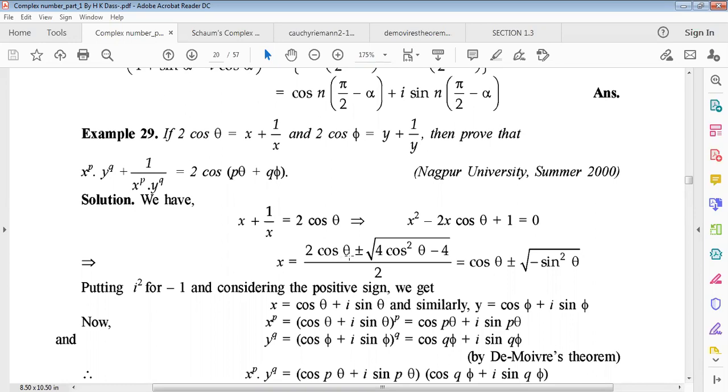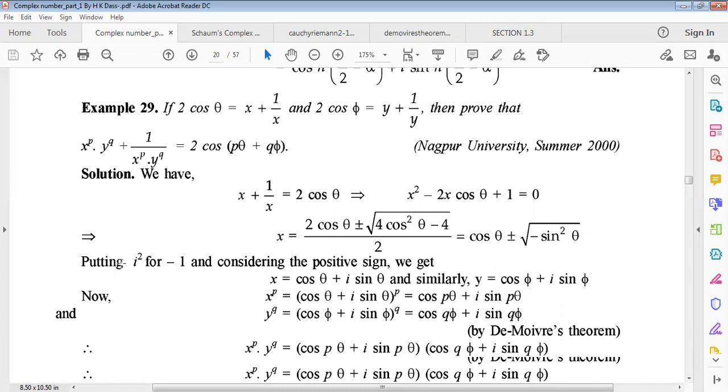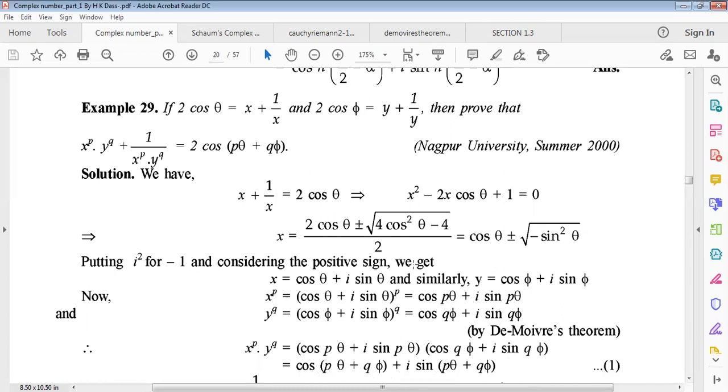So x equals twice cos theta plus minus square root of 4 cos square theta minus 4, divided by 2. Taking 4 common, the 2 comes out and cancels with the 2. So cos theta plus minus square root of sin square theta times minus 1. I square equals minus 1, so this is i sin theta. Considering the positive side, we can write x equals cos theta plus i sin theta.